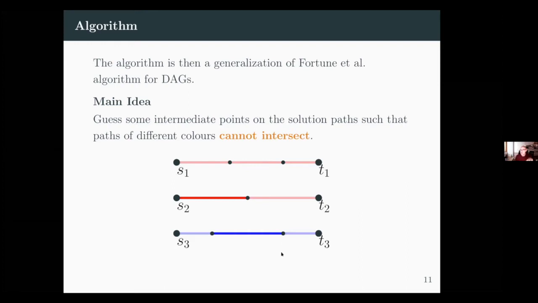And if this is the case, then morally you want to apply the Fortune algorithm for each color separately. And since you know that they won't intersect anyway, then you just have to do this. So that's really the main idea. We won't do it exactly the way I say, but that's really the main point: guessing intermediate points so that now you don't have any conflict between different colors. And once you don't have any conflict between different colors, you can just apply the Fortune algorithm for that. Okay, so that's the point.